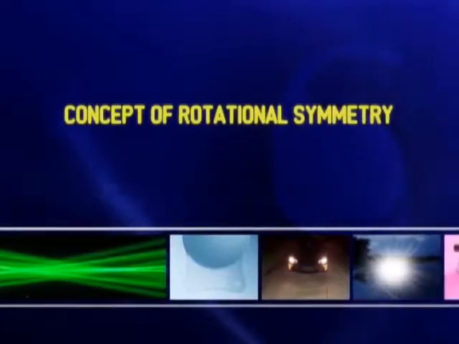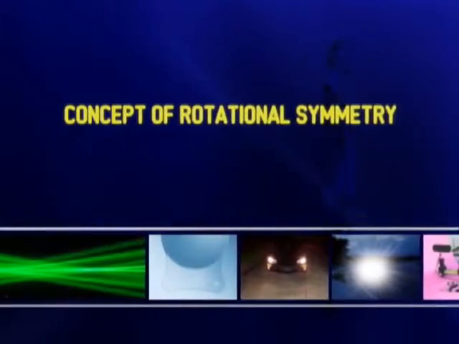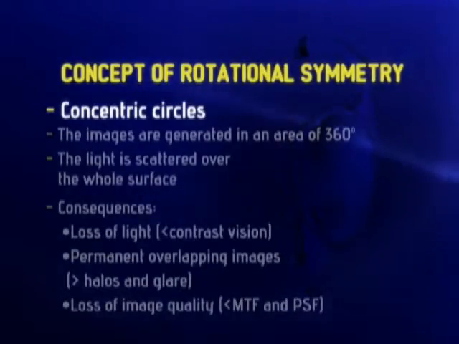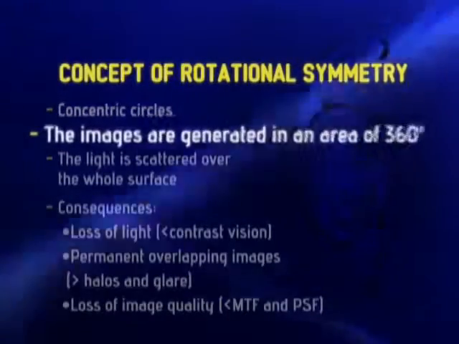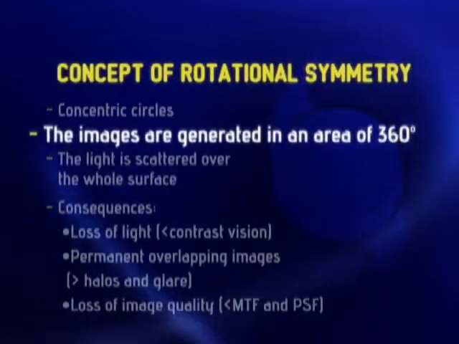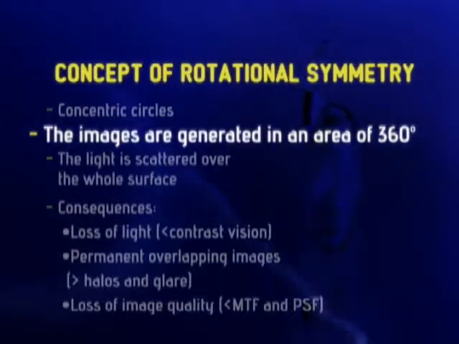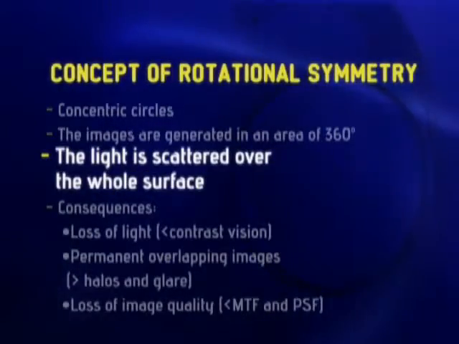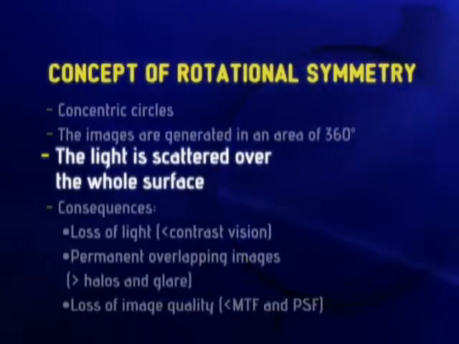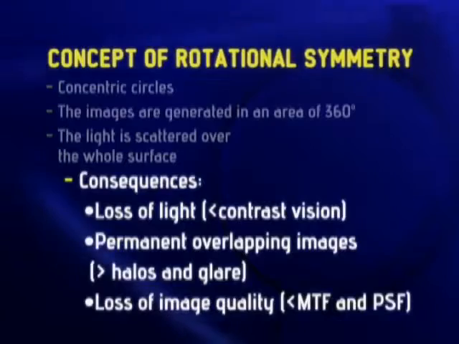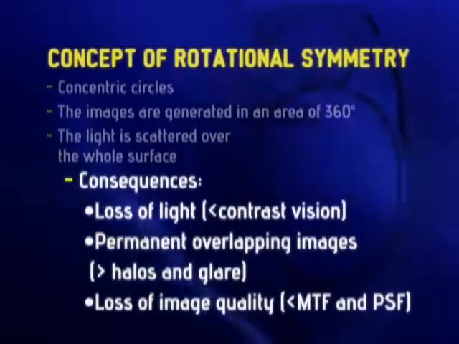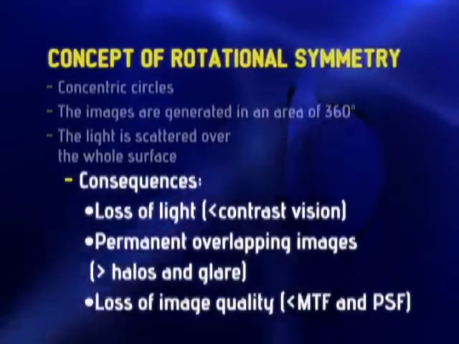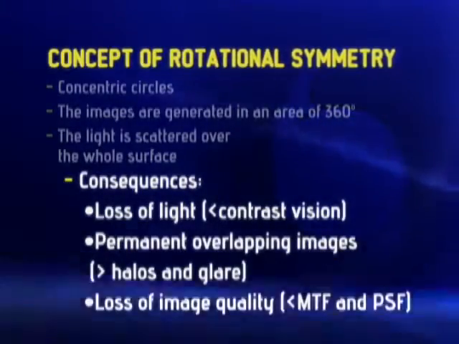Up to now, all of the intraocular lenses that have appeared on the market are based on the rotational symmetry concept. They are made with concentric circles, either refractive or diffractive, which provide images generated in an area of 360 degrees. The light is scattered on the foci over the entire lens, causing the following main disadvantages: loss of light, permanent overlapping of images, causing halos and glare, loss of image quality and contrast sensitivity function.